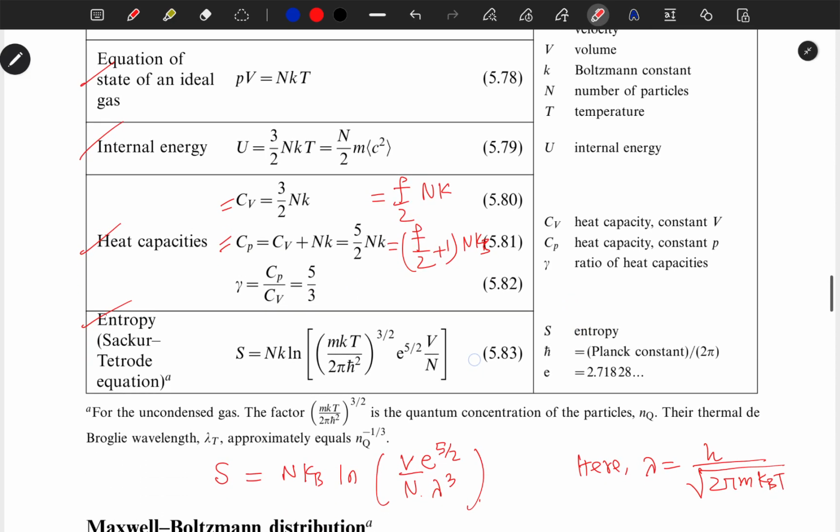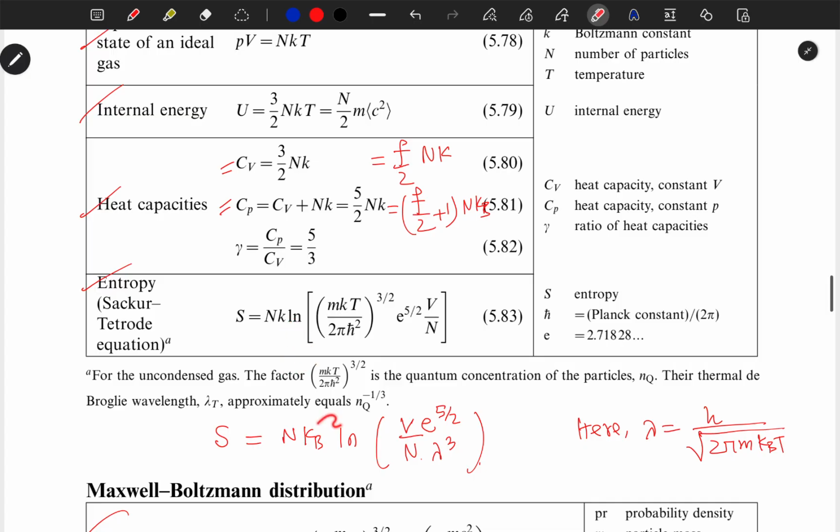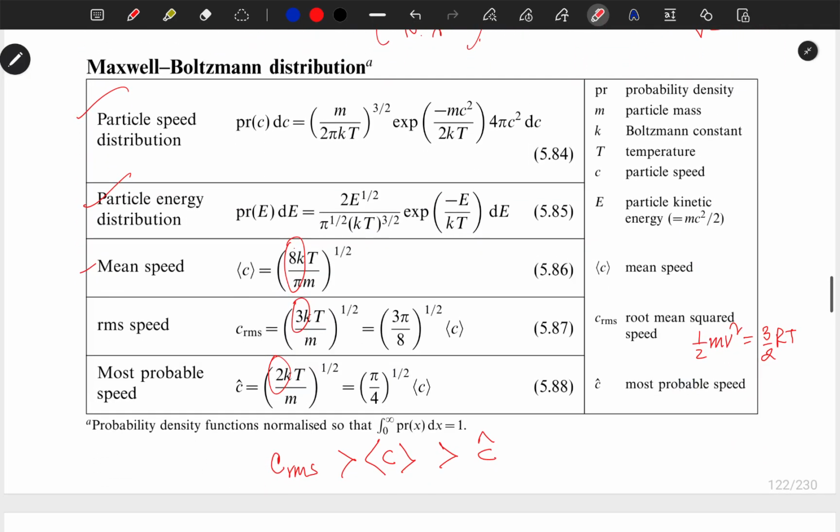In case of entropy, S equal to nk_B ln of V e to the power 5 by 2 by n lambda cube. Here lambda is the wavelength scale, h over root of 2 pi m kBT. Maxwell-Boltzmann distribution: we have P(c) dc, from c to c plus dc, equal to m by 2 pi kBT to the power 3 by 2, e to the power minus m c square by 2kT, times 4 pi c square dc.